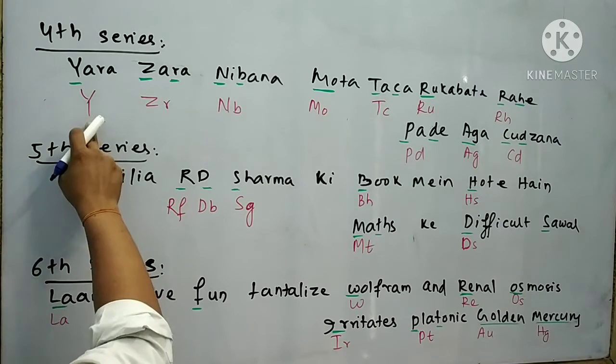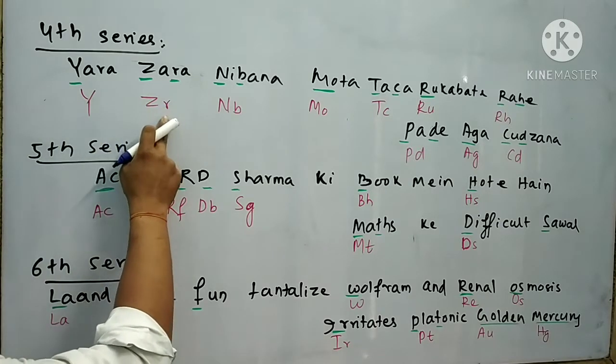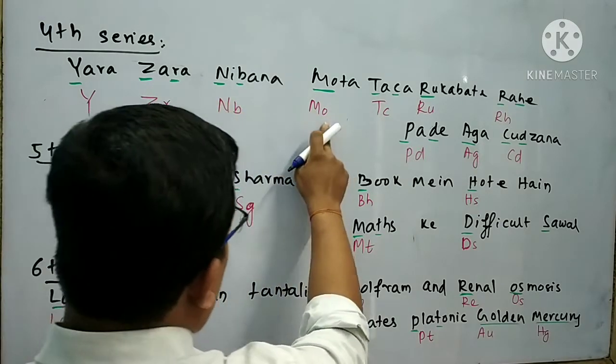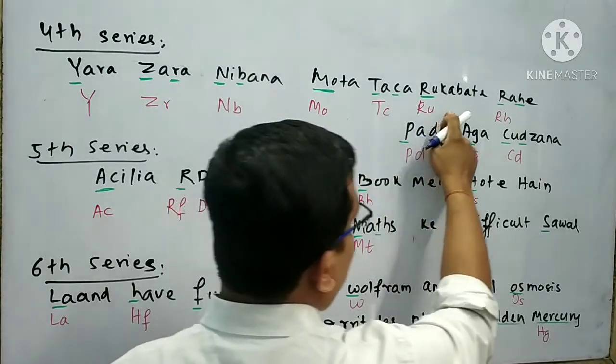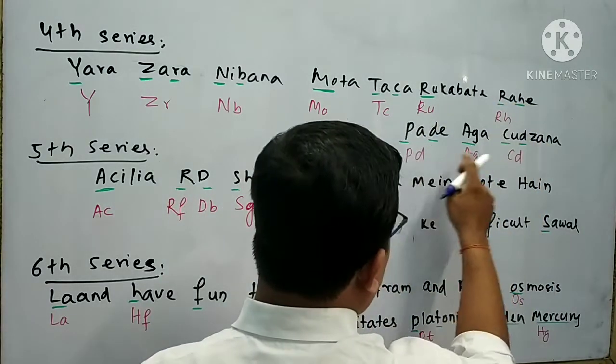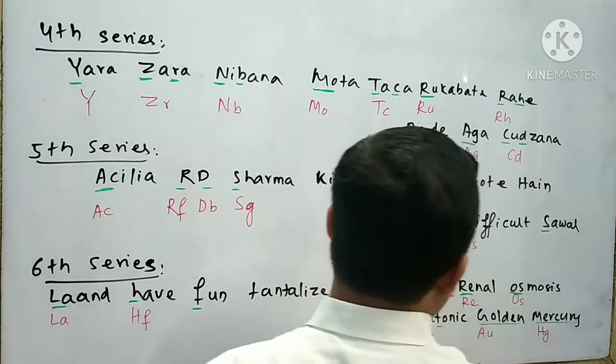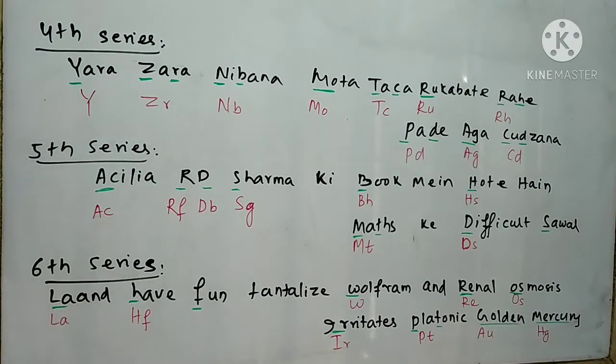The elements are Y, Zr, Nb, Mo, Tc, Ru, Rh, Pd, Ag, Cd. Next, for remembering the fifth series, generally we use this short trick.